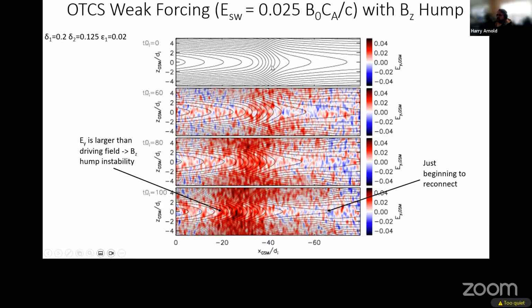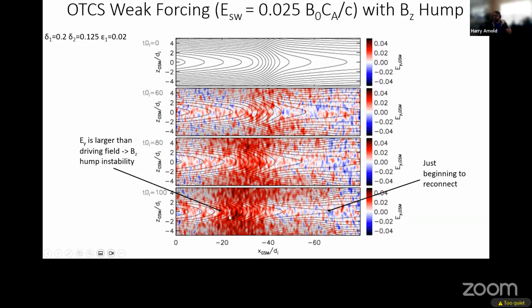Okay, and then this last simulation here, we've decreased the forcing quite significantly, and we put in a BZ hump about halfway into the box, and we just let it go to see what would happen. And of course, eventually you do get reconnection, which is as you'd expect. But what's particularly interesting about this simulation is that if you look at the hump at late time, you get an electric field that is noticeably larger than your driving field. So the driving field is about 0.025. You can see that even on this color scale, which is minus 0.05 to 0.05, you're saturating.